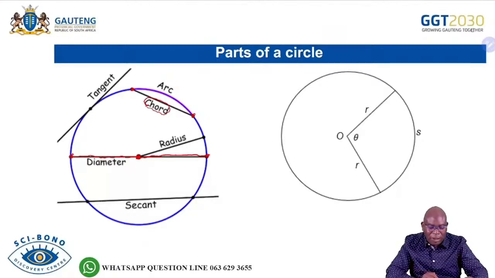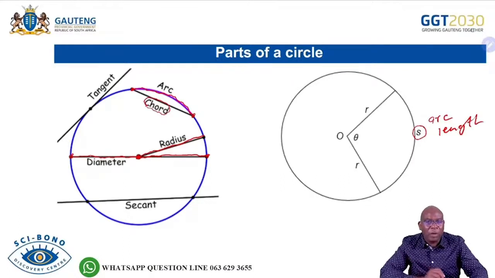Now we have a radius, which is half of a diameter. We have that arc here, which we're going to call S. So we're going to call it an arc length. So you see from here right around there, it's our arc. So it's our arc length there. So if I put the letter S, you must know we're looking for the arc length there.